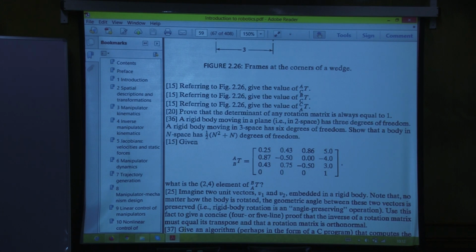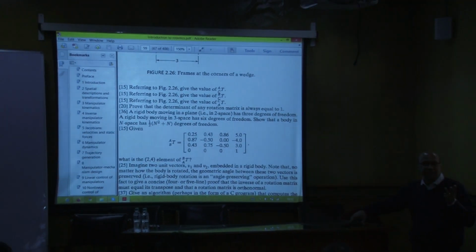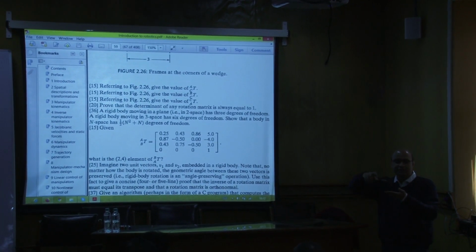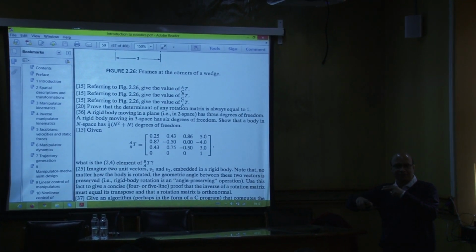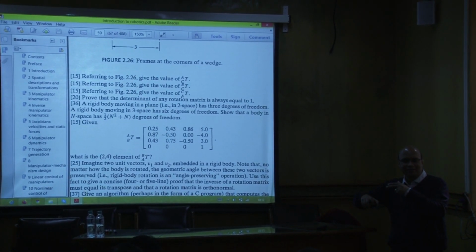In 4D, how many degrees of freedom does it have? 1D is only 1 dimension, so it can have only length, so it has only 1. In 2D space, you have x, y, and 1 rotation, 3. In 3D space, it has x, y, z, so 3 translations, 3 rotations, 6. In 4D space, it has 10.